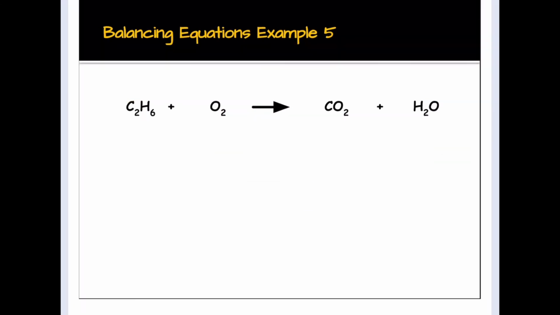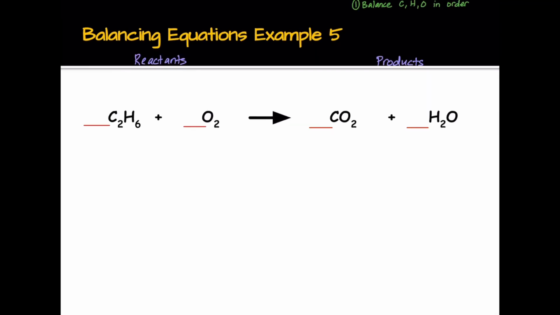Our last example is an organic combustion reaction. You'll note that it's organic combustion because we have a hydrocarbon, which is an organic molecule, reacting in the presence of oxygen to produce carbon dioxide and water. The easiest way to balance these organic combustion reactions is to balance them in order, starting with carbon, then hydrogen, then oxygen. To balance the carbon, let's begin by putting a coefficient of 2 on the product side.